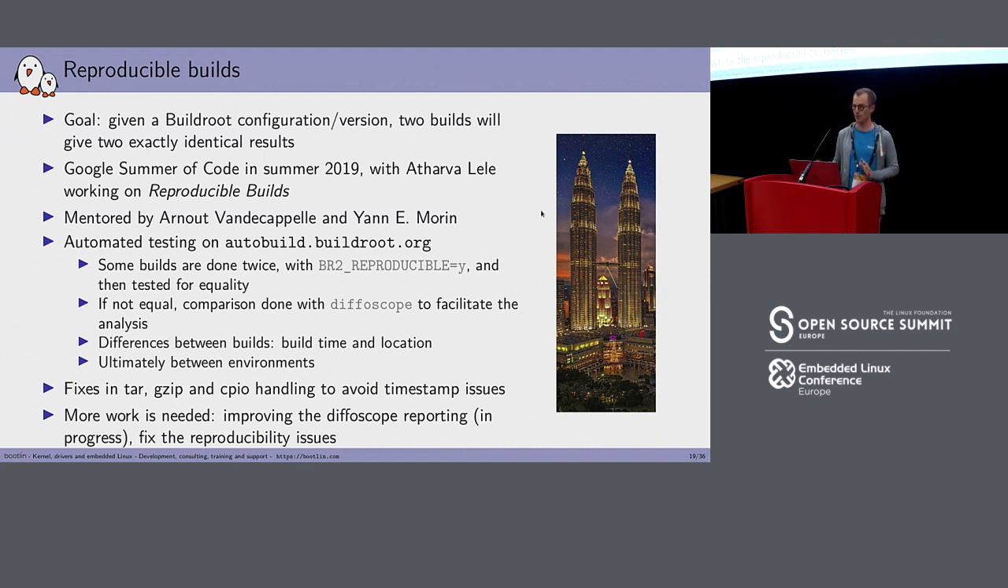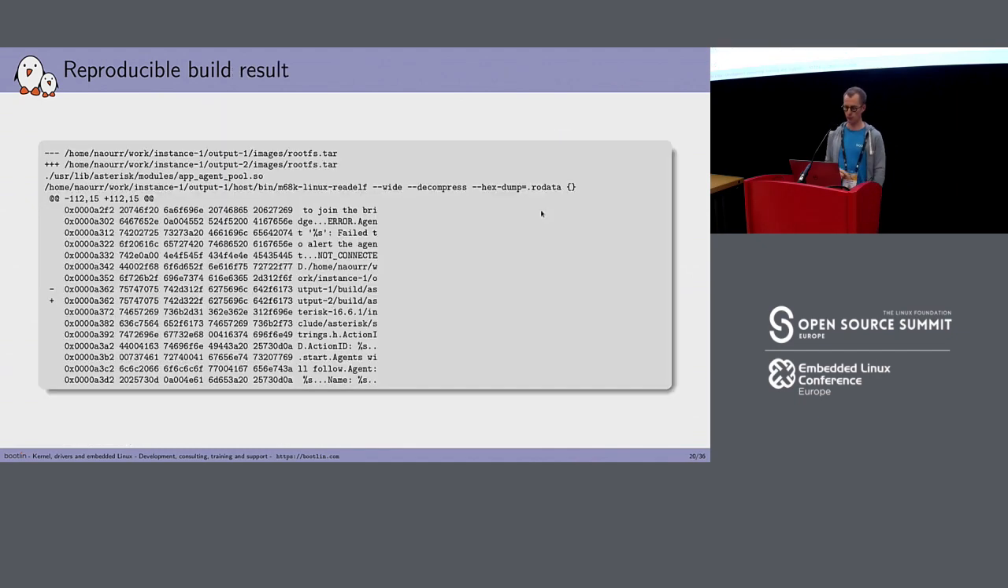Doing builds in different environments is something we would like to do, but in the future. We take it step by step and not introduce too much randomization at first, and first fix those issues. A number of issues in tar, gzip, CPIO handling around timestamps were fixed, around paths as well. But of course, more work is needed. But we do have reports like that in an automated fashion.